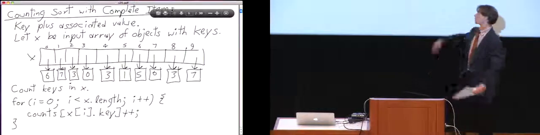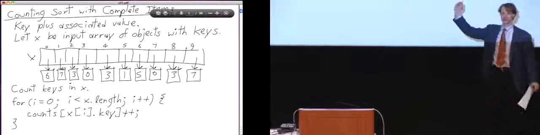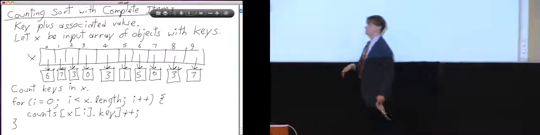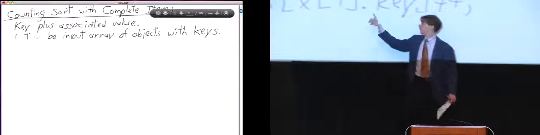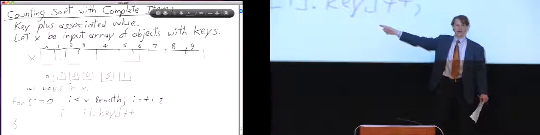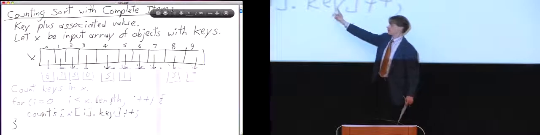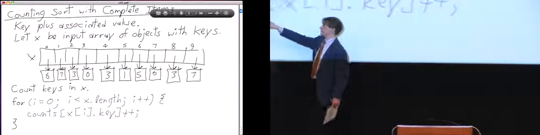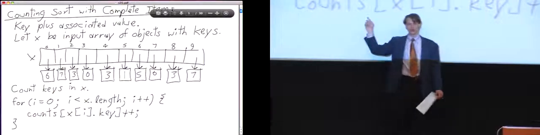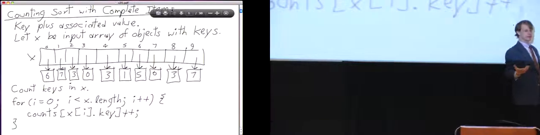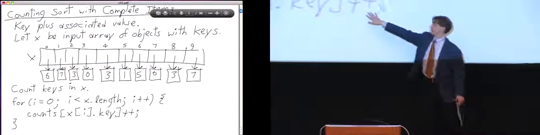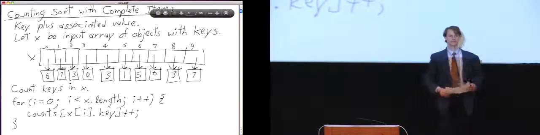All right, so we walk through all the keys in the array from left to right, and for each one, we look up in the array what is the key in that object. Then we use that key as an index into the counts array that I showed you earlier, and once we find the right count, we increment that counter by 1.